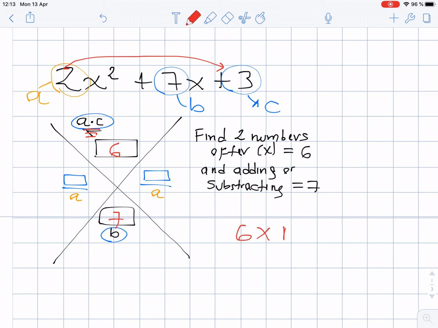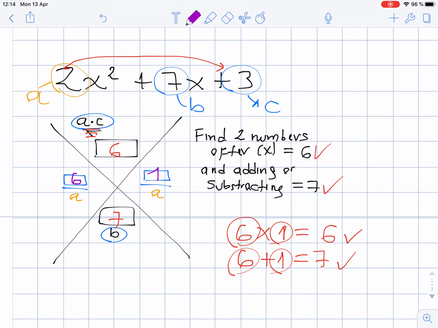6 times 1 is 6, you see, and 6 plus 1 is 7. Therefore, the numbers are 6 and 1, 6 and 1. Then we are gonna write the numbers over here, 6 and 1. Okay.